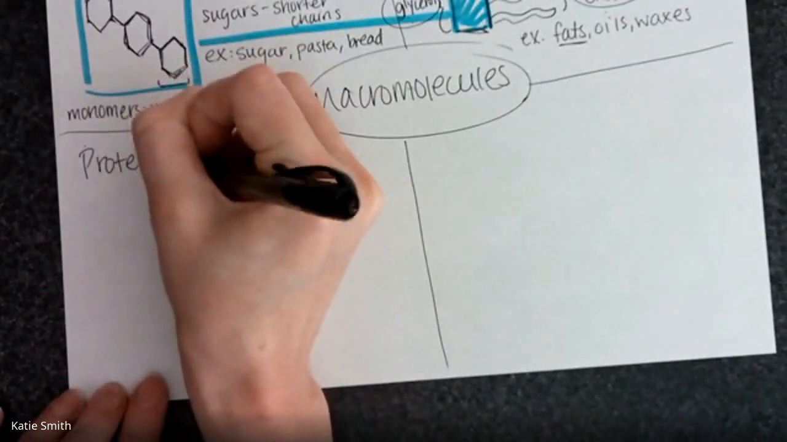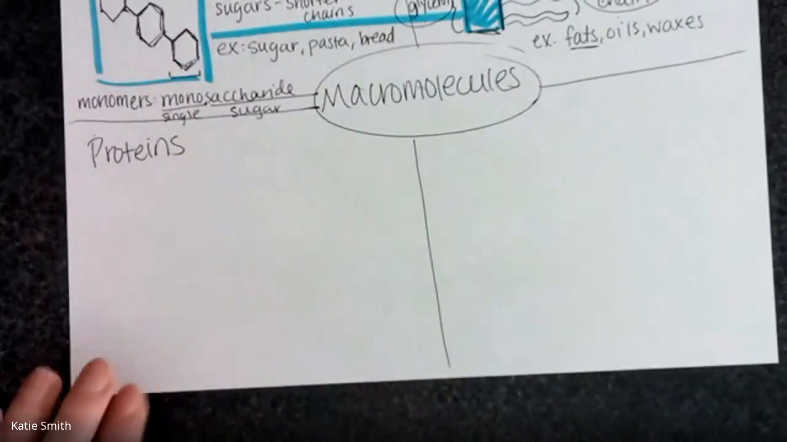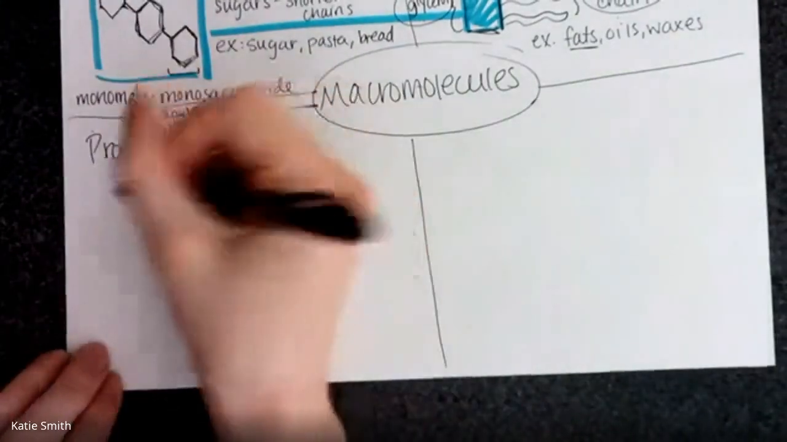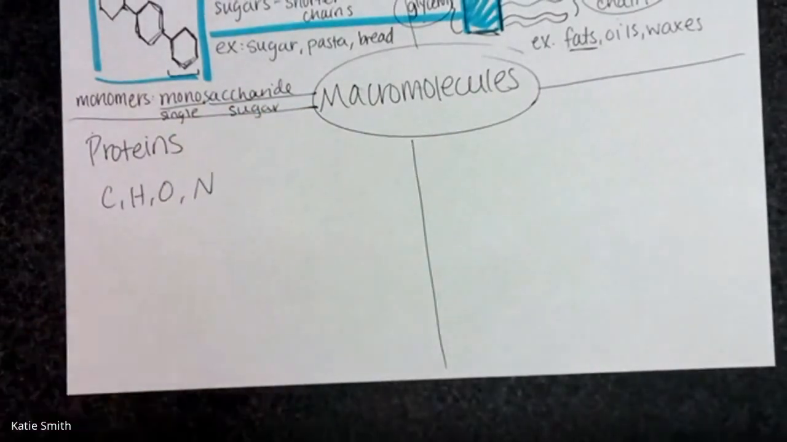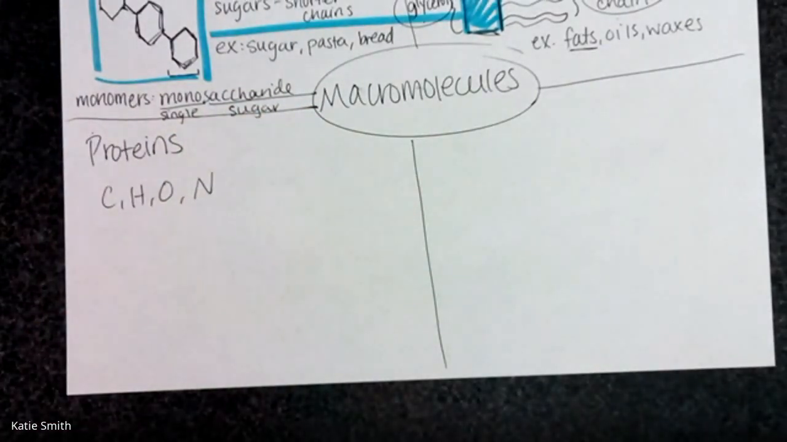Okay. Proteins. What elements are in proteins? Carbon, hydrogen, oxygen, nitrogen. Good. So whenever they talked about it in the video, they said CHO, CHON, and CHOMP.